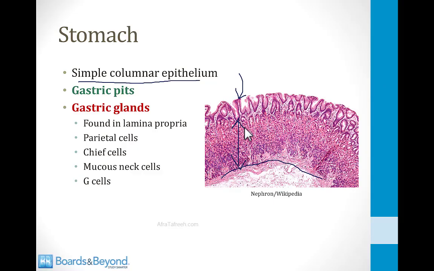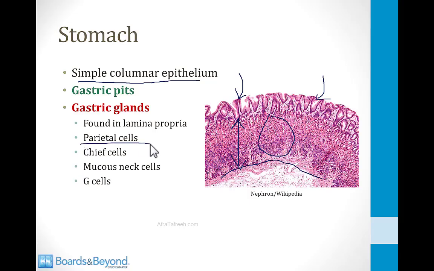The two histologic hallmarks of the stomach are the presence of gastric pits and gastric glands. These are the gastric pits, these invaginations of the mucosa, as I'm drawing my arrow at here. The gastric glands are found in here. These are ducts lined by cells which secrete gastric juice into the lumen of the stomach. And many of the cells that are important for gastric physiology are found in the gastric glands.